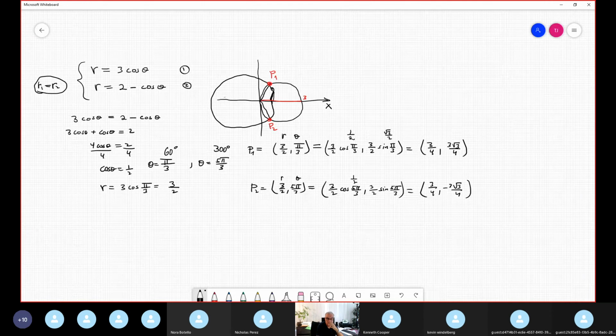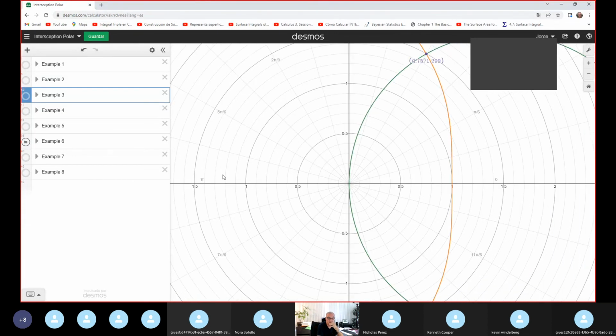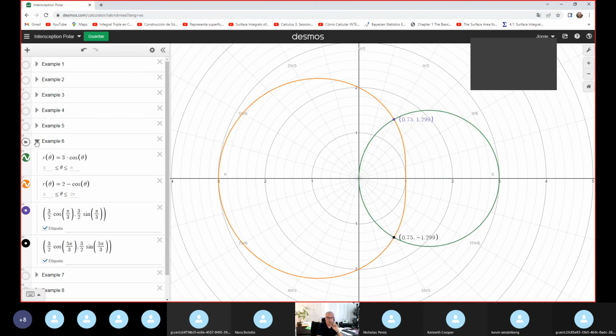Okay, wait a second. This is example 6. Look, example 6. Let me expand to see. This is a circle, green. This is a limacon without inner loop. How do you know whether it has an inner loop or not? Depending on the coefficients A and B. When the coefficient outside the trigonometric function is bigger, it's without inner loop.